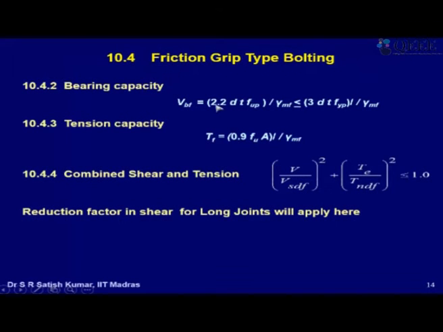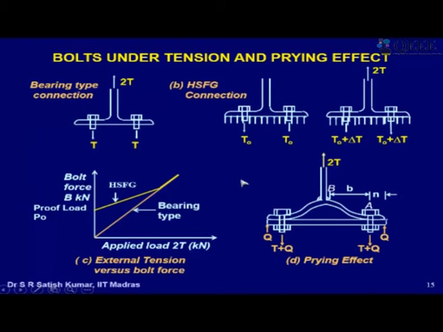Coming to the bearing capacity, we have seen this 2.2 Fig. Tension capacity, same formula which we have seen. Shear and tension for friction grip bolt also quite similar to the bearing bolts. Okay, so there's no reduction. All the reduction factors will apply here also. Okay, so that is one thing.